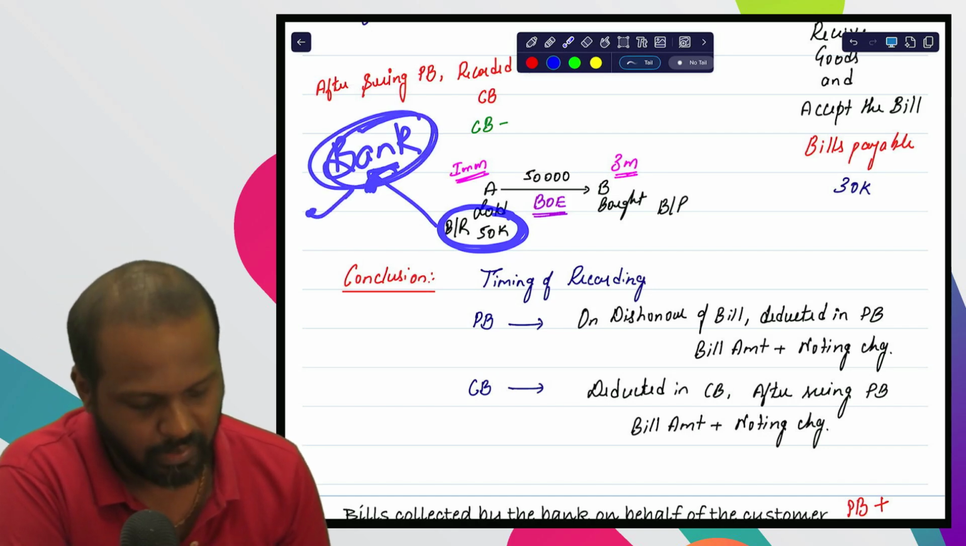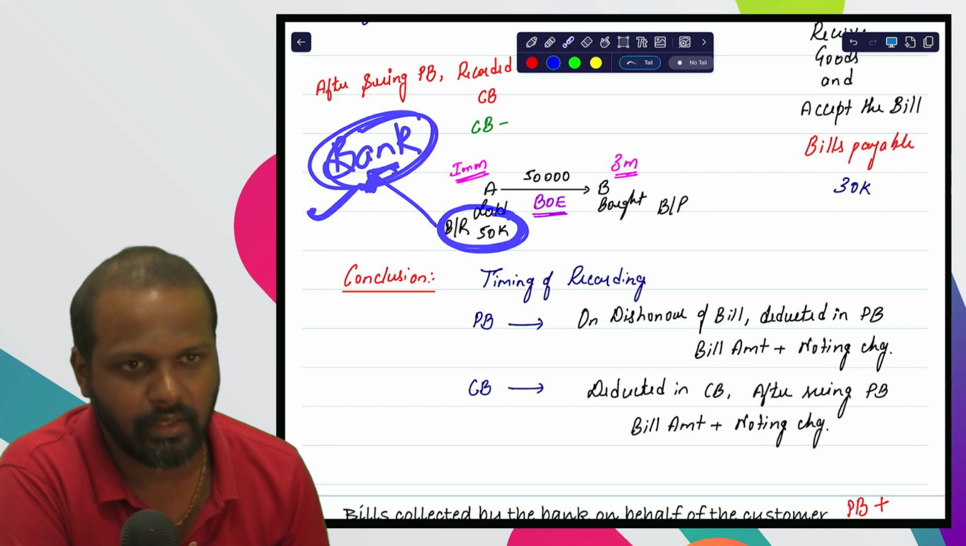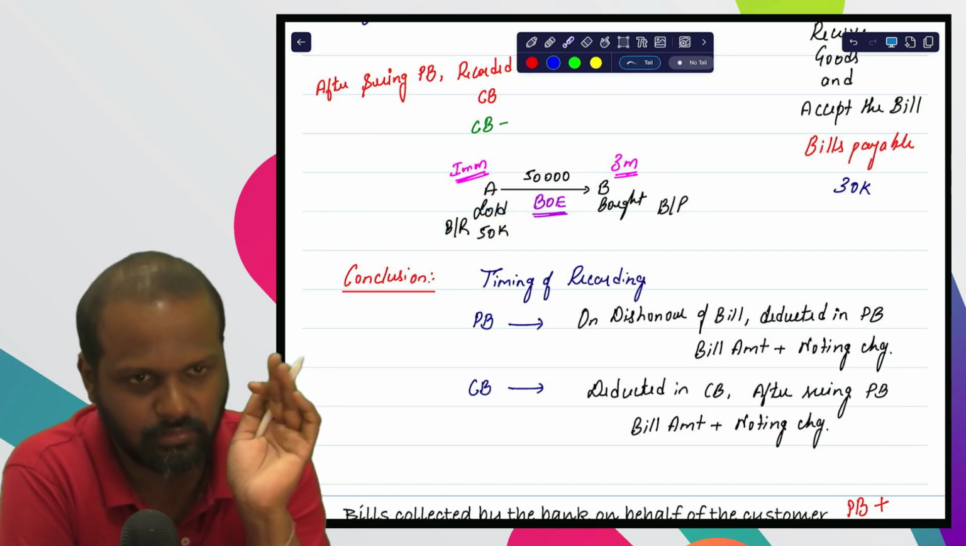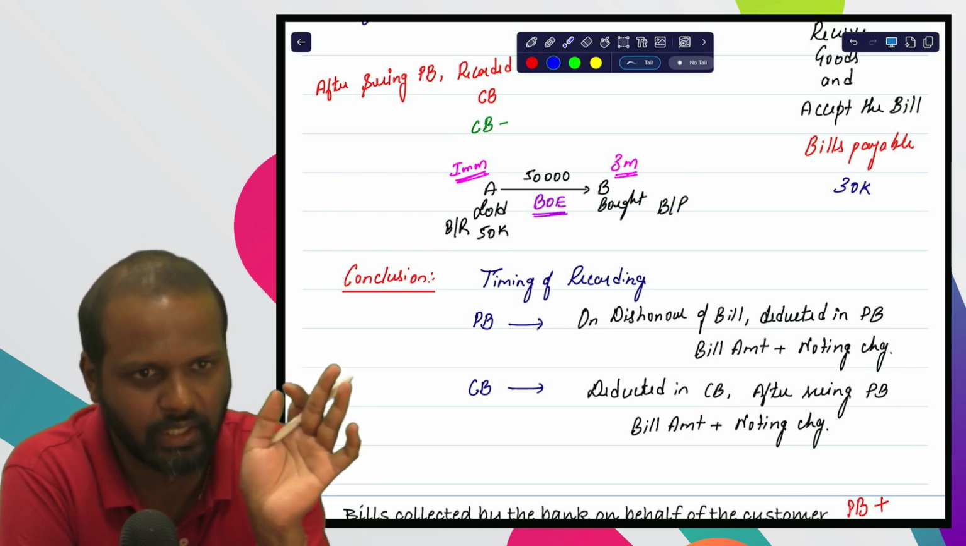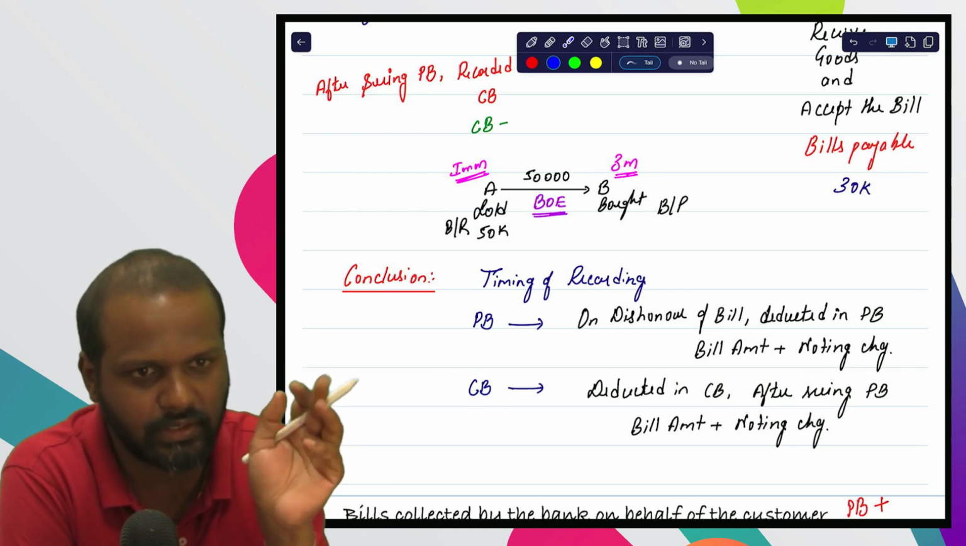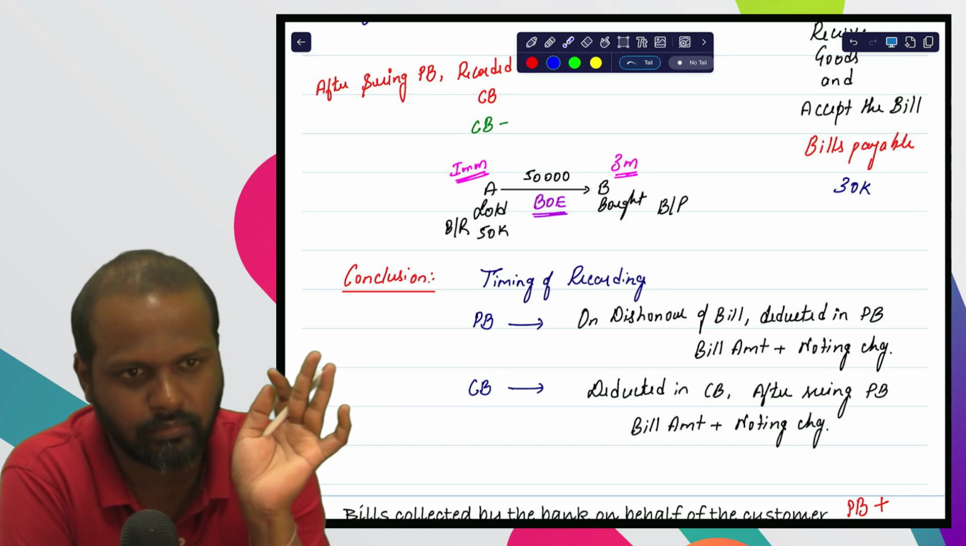A will go to the bank and do the discounting of the bill. A will tell the bank, sir, I'm going to get 50,000 after 3 months, but I want the money immediately. You deduct 3 months' interest. That interest is called discounting charges. You deduct 3 months of interest and give the remaining money to me today only.